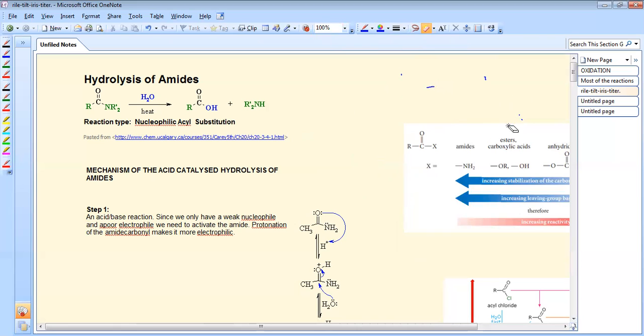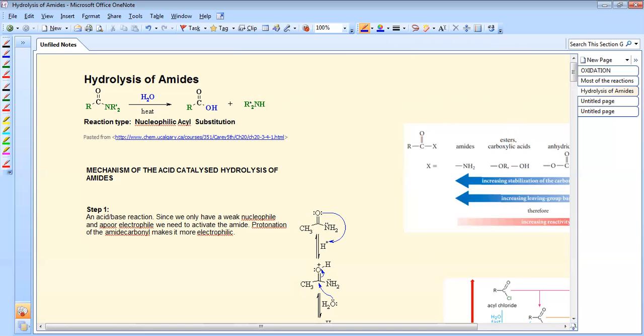So how do we force it? By means of heating. When we heat, what happens? It will be forced to undergo hydrolysis to give our desired product, that is, carboxylic acid. And this is an irreversible reaction.